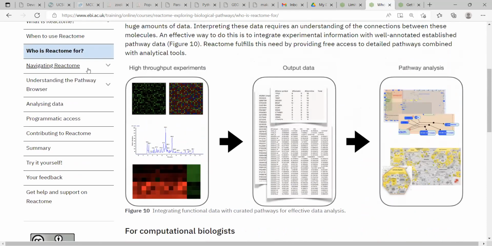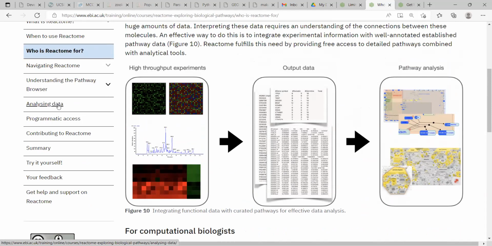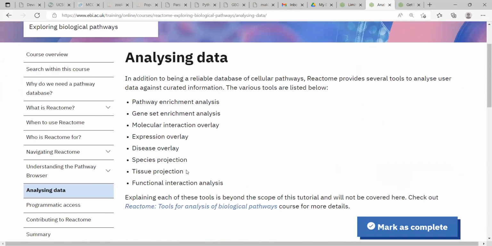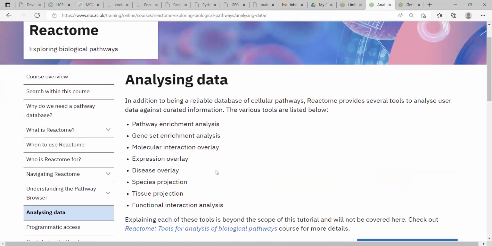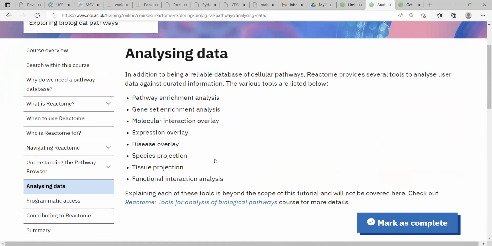Now again, I am not going to discuss navigating Reactome and understanding the pathway browser, because all these are very much practical lab-oriented work. If we have some time, then we will do this kind of analysis in the lab. But in this section, it is described what the different analyses are that we can do using the Reactome database: pathway enrichment analysis, gene set enrichment analysis, molecular interactions overlay, expression overlay, disease, species projection, tissue projection, etc.